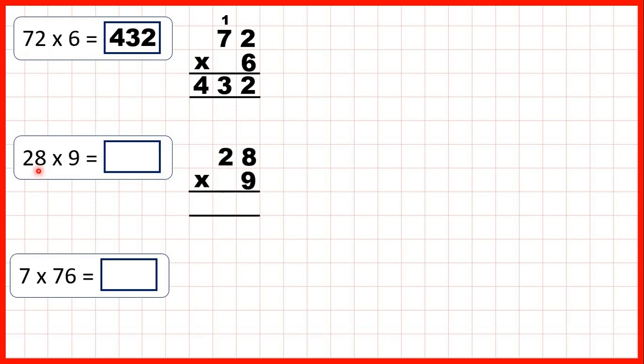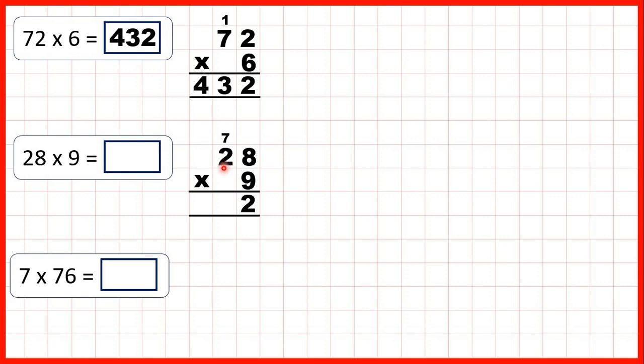Now we have 28 times 9, so we can set the question out in the same way, and as always we start by multiplying our ones digits. We have 8 times 9. That's 72, but again we can only have one digit in each place value, so we need to write 72 as 7, 2, with the first digit above the next place value column along, so above our tens digit.